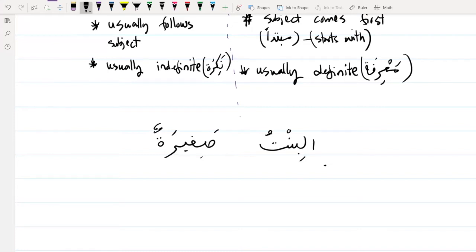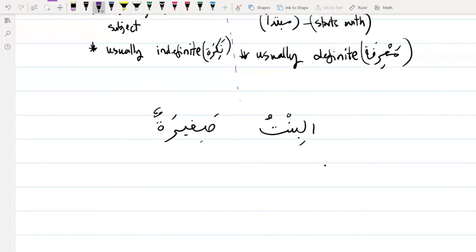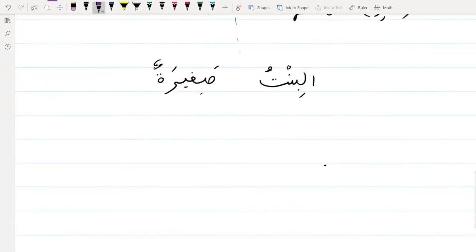Okay. First question, is it a sentence? So here, obviously, you have to know the translation. Let's say someone can translate this one for me. Yes, the girl. The girl is small. Okay.